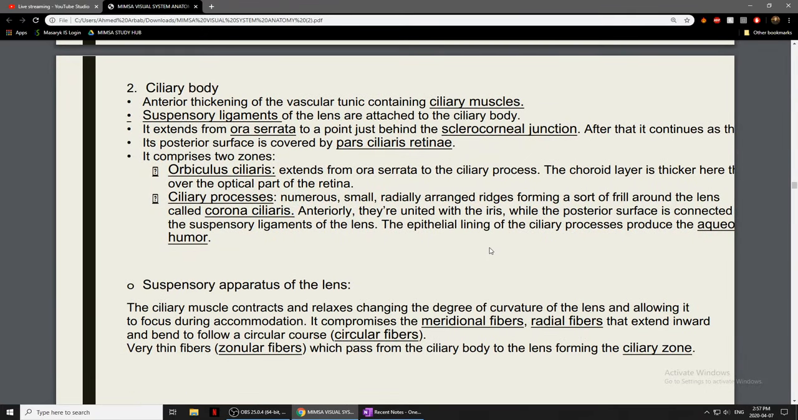So, next is the ciliary body. Slightly anterior to the choroid, a thickening, which is also part of the vascular tunic, and it also contains the ciliary muscles. So the ciliary muscles, like I talked about, contain these suspensory ligaments, which is where the lens is attached to the ciliary body. The ciliary body extends from the ora serrata to the point just behind the sclerocorneal junction.